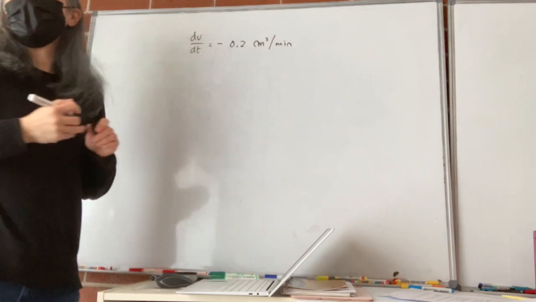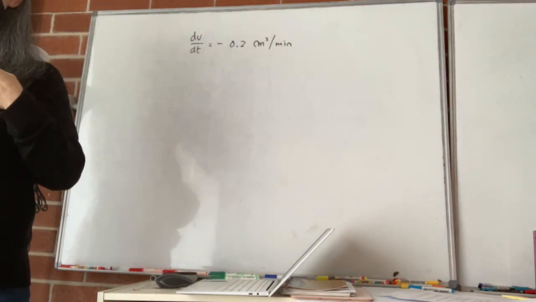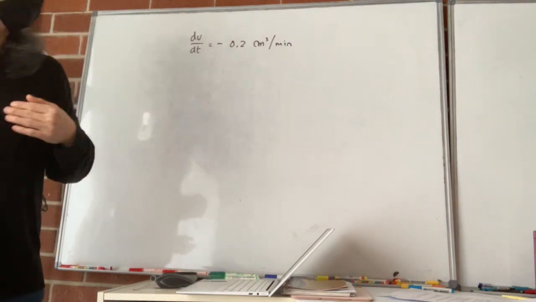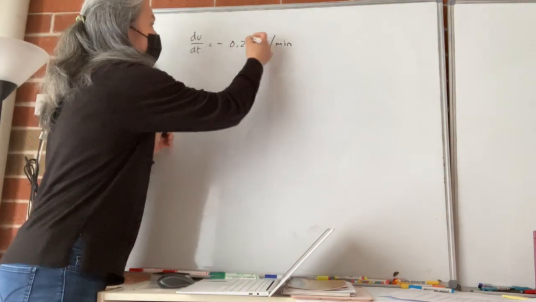That's meters cubed. Negative means decreasing. Why is it meters cubed? Meters cubed. Okay, thank you.